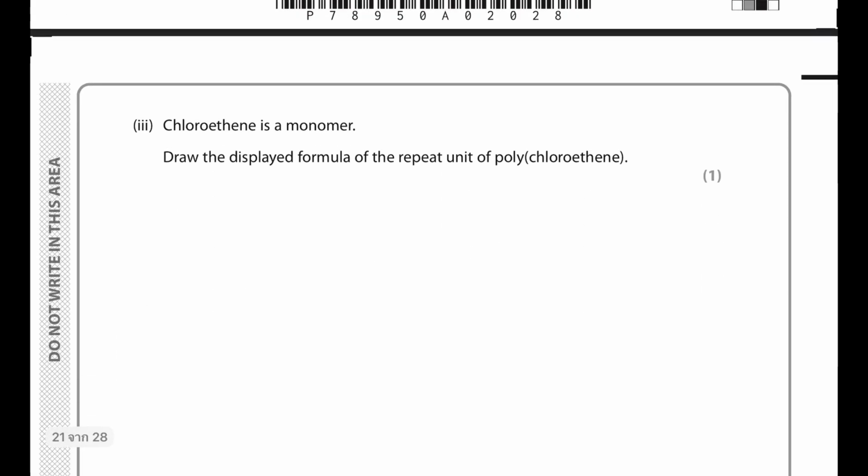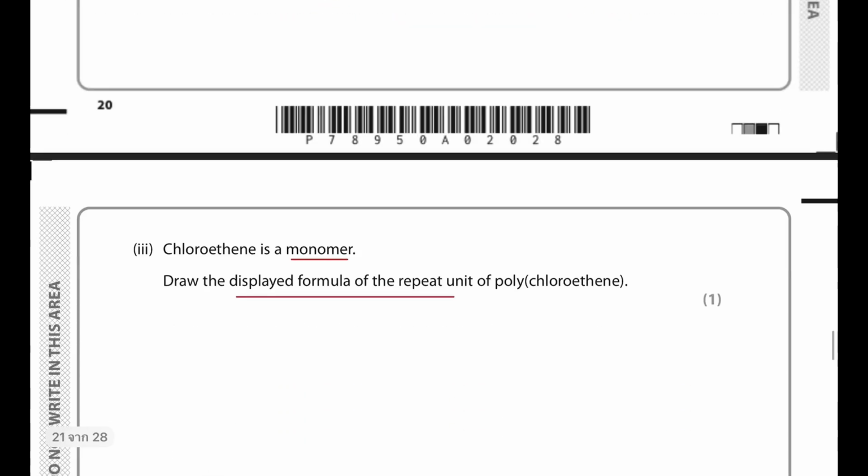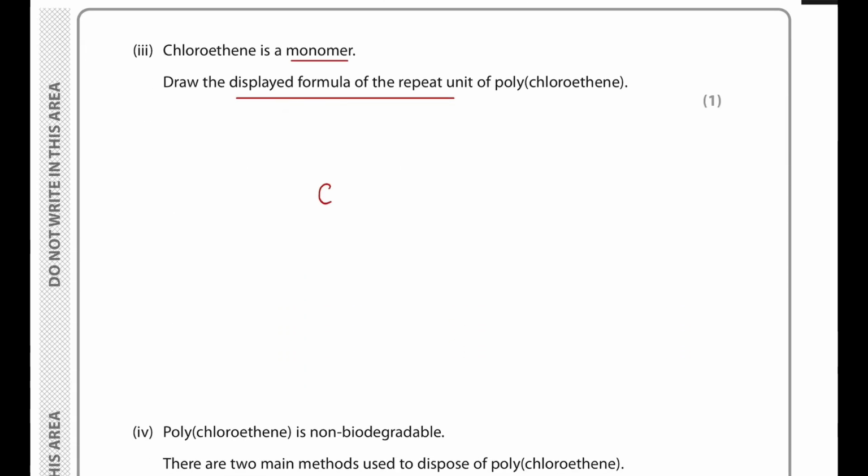Then question III. Chloroethene is a monomer. Draw the display formula of the repeat unit. Okay, so we have 2 hydrogen, 1 chlorine and 1 hydrogen here.